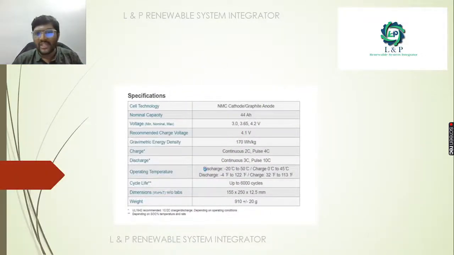And if we get into the specification, cell technology is very much important. What will be the cathode, what will be the anode, and what is its nominal capacity, and also we need to know the voltage. What is the minimum voltage, what is the nominal voltage, and what will be the maximum voltage. Also we need to know the charge and discharge C factors, because continuously it will charge at 2 C, whereas discharge it is continuously at 3 C. And if you're going for pulses, for charging it will be at 4 C, and for discharge it will be at 10 C.